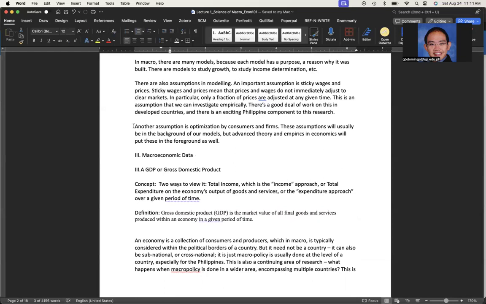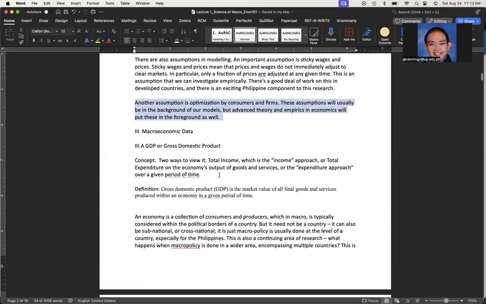So something that you may be interested in, especially since you might have learned this from microeconomics, is that in micro, there's a lot of optimization by firms and consumers. Consumers maximize utility and firms optimize profits. So these assumptions are in the background of our models. So even though you don't see the word Umax or profit max, these are always there whenever you think about all of the models that we're thinking about or discussing here in this course.